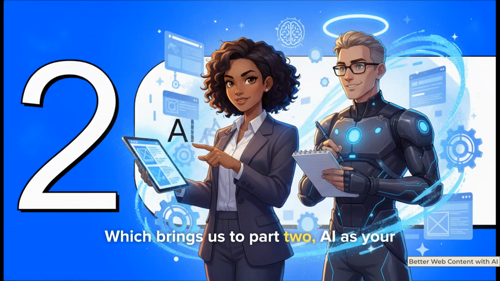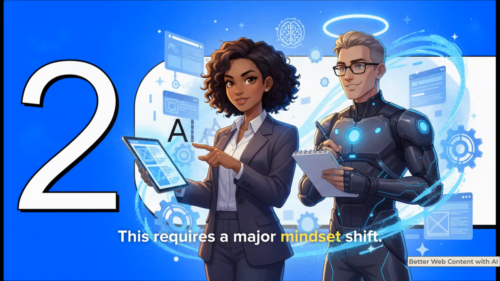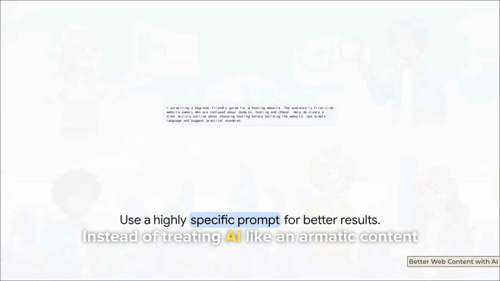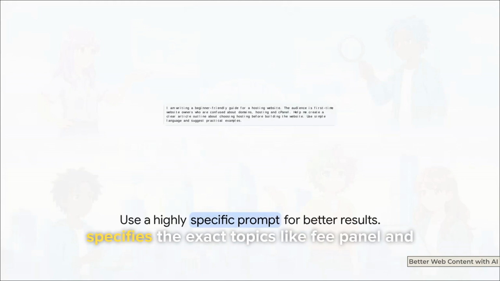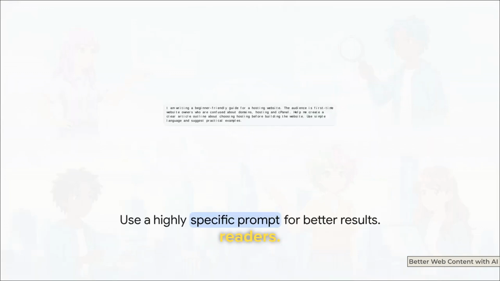Which brings us to part 2, AI as your assistant. This requires a major mindset shift. Instead of treating AI like an automatic content cannon, you need to be the boss and treat it like your intern. Contrast that weak prompt we just saw with this brilliantly constructed instruction. Look at the detail. It clearly defines the beginner audience, specifies the exact topic, like cPanel, and explicitly demands practical examples. This is exactly how you start getting tailored, high-value output that actually helps your readers.